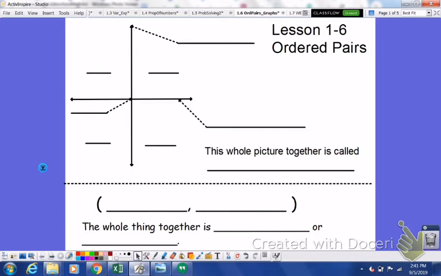Hey guys, in lesson 6, we're going to be talking about ordered pairs, domain, range, and relations. So the first thing we want to do here is label our graph. We need to know the specific parts. If we look at this line that's running horizontally, the horizontal line is called our x-axis, versus the vertical line, the line running up and down, that is our y-axis. And the point right there in the middle, our (0, 0), that is our origin.